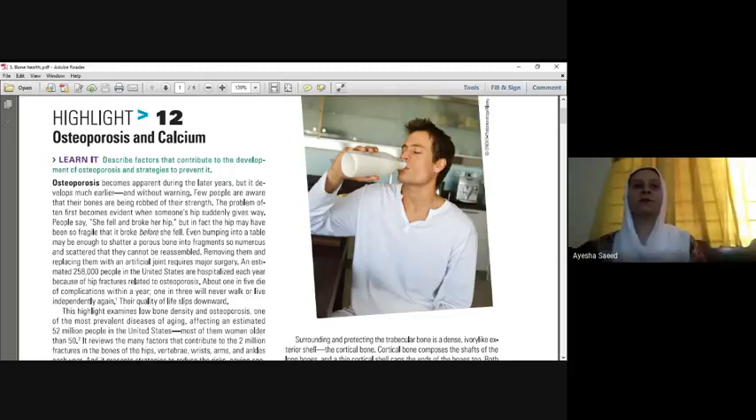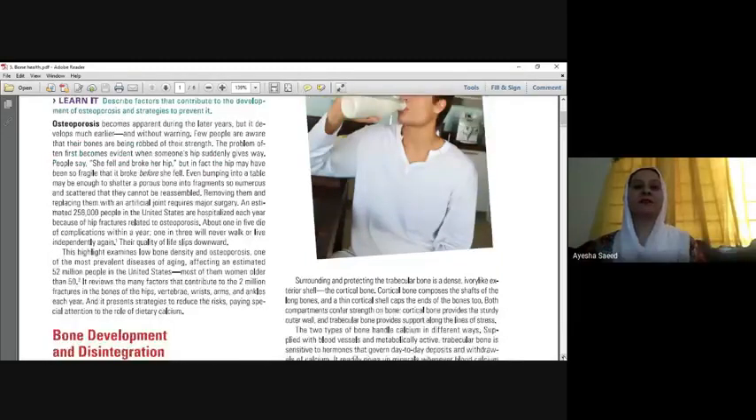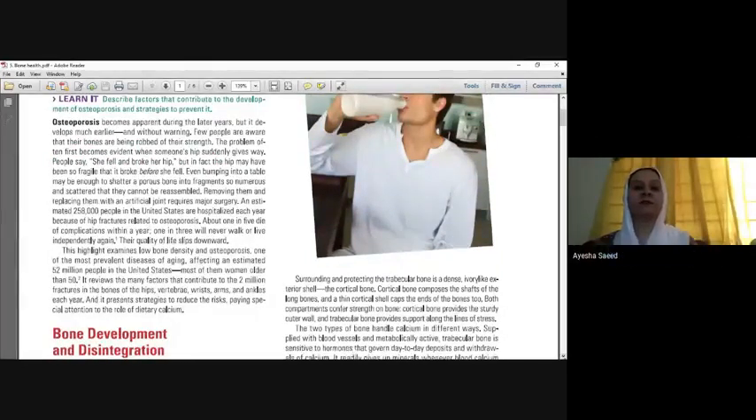An estimated 258,000 people in the US are hospitalized each year because of hip fractures related to osteoporosis. About 1 in 5 die of complications within a year. 1 in 3 will never walk or live independently again, and their quality of life slips downward. So quality of life is reduced for these older adults who are immobile and cannot move at will.